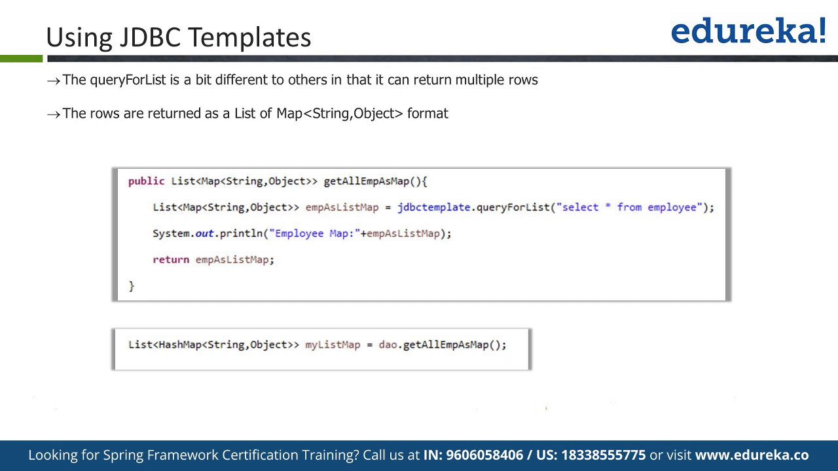Apart from that, we have queryForList, which is one step ahead of the map. queryForMap returns one single row. But if you want multiple rows to be returned by your SQL query, in that case we should use JDBC template queryForList, which returns a list of maps. This way you will get the entire list, something like this, which I was telling you.